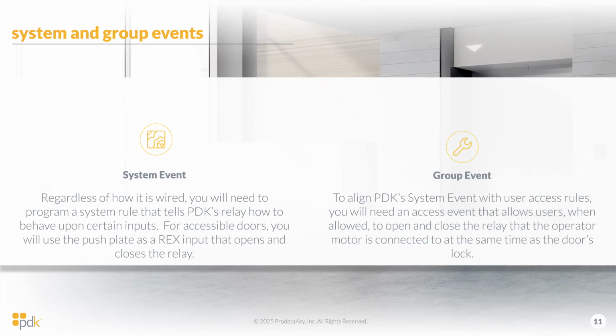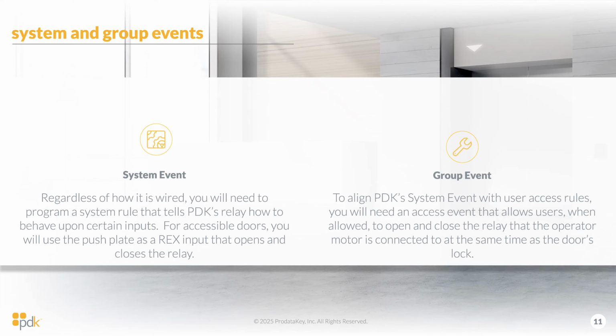You're going to need to align the system event with the user access rules. So you need to write an access event that allows users, when allowed, to open and close the relay that the operator motor is connected to at the same time as the lock. If you don't do that, then you have, again, a discrepancy between the motor and the lock. And when you have that discrepancy, it pushes against the lock before the lock's been released. So you may need to tinker around with delay times or dwell times to make sure that those line up.